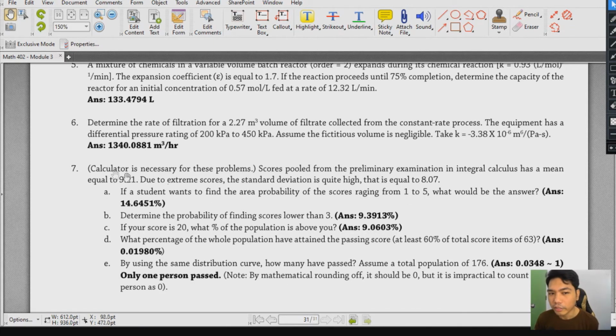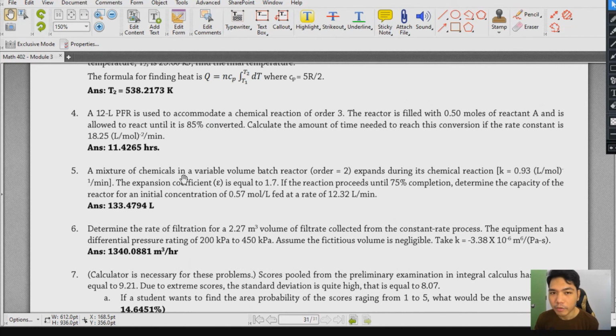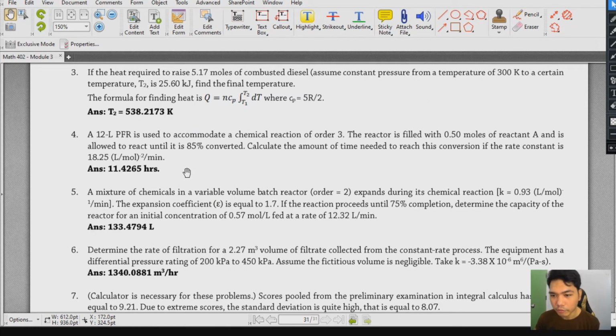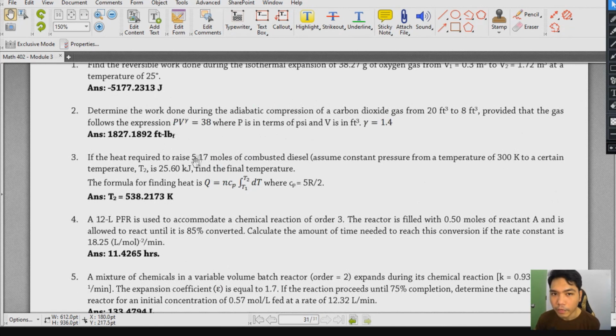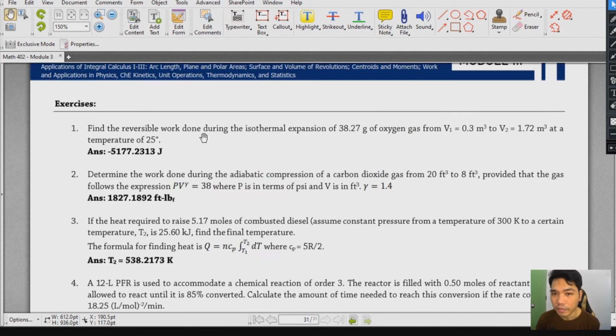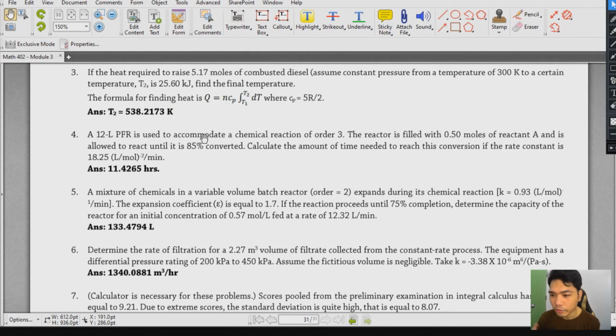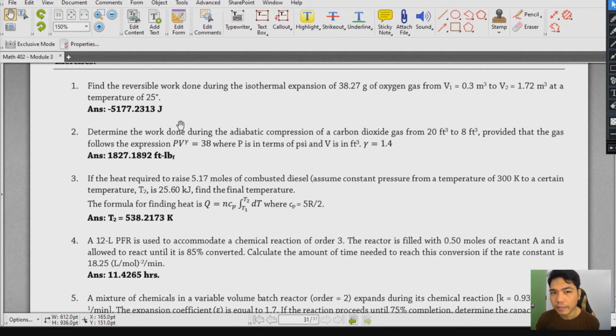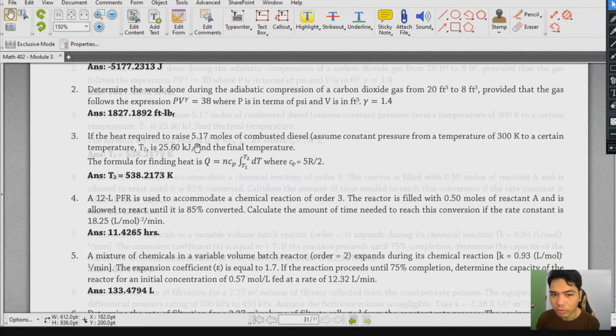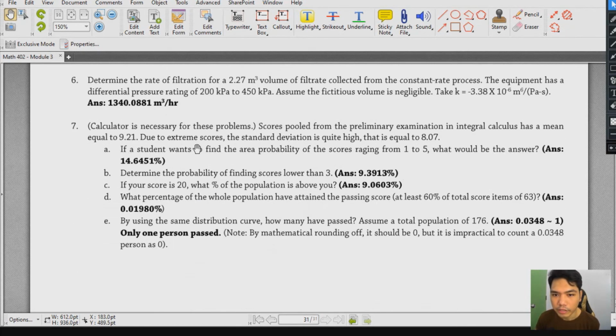So dito nakalagay calculator is necessary for these problems. But then again, sabi ko nga, since dun sa first application natin, inallowed ko na yung calcu. So dito pwede na kayo mag-calcu directly kahit di nyo na integrate individually. Kasi nung face-to-face, in-integrate nila yan ng mano-mano pa. So ngayon, allow ko na lang para di na masyado hassle.